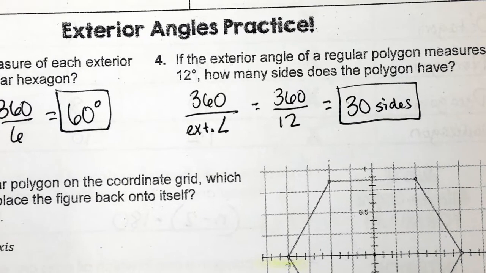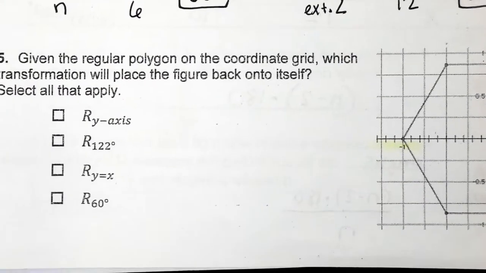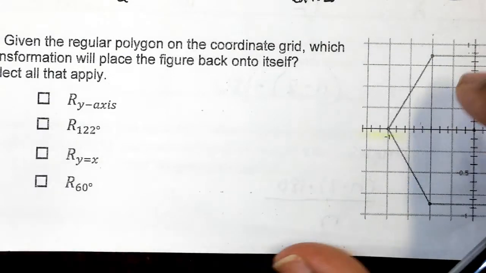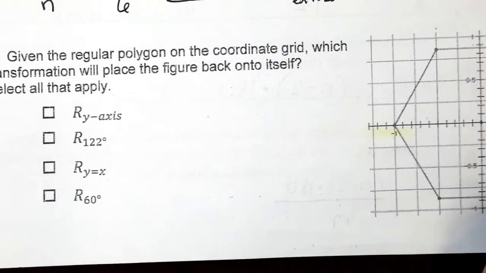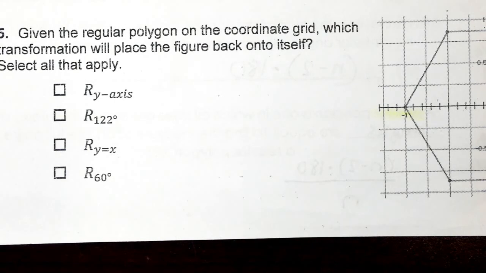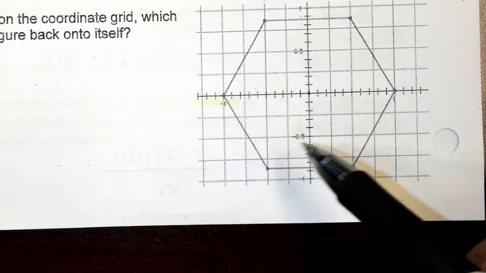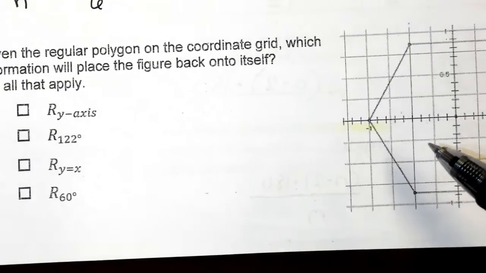Number 5. I really want y'all to key in on this one because it's the kind of question we like asking y'all on the test, of course. Because it mixes skills. It's talking about the stuff from this unit, but also reflects back a little bit. So it's given a regular polygon on the coordinate grid. Which transformation will place the figure back onto itself? Select all that apply. So they want to know, out of these transformations, which one will flip this polygon, which is a hexagon, back onto itself.